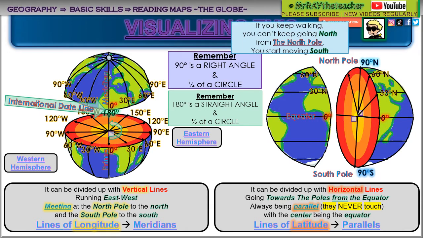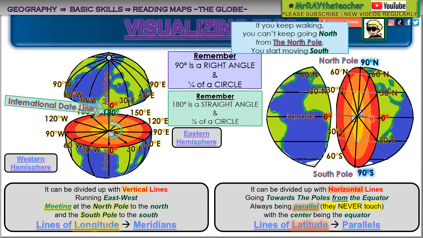Now, if you keep walking, you can't keep walking north from the North Pole. You start moving south. So back to 60 degrees north again, and look at that gray line that I've just drawn here. Then we go 30 degrees north, and then look at that one. It all links up, remember. And then we go back to 0. If we keep walking south, now we go 30 degrees south. And that's also 30 degrees south there in the front. You got 60 degrees south, and you go hit bang.